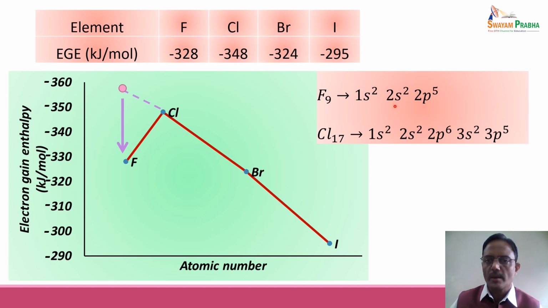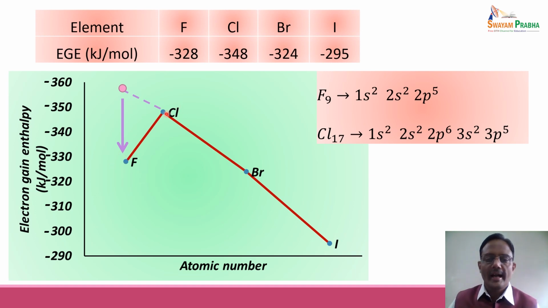Now since this is a completely filled second shell, the interelectronic repulsion is very high in case of fluoride ion, and interelectronic repulsion is much less in case of chloride ion. And in order to overcome the interelectronic repulsion, there will be a decrease in its stability, and as a result the fluorine will have lower electron gain enthalpy as compared to chlorine.